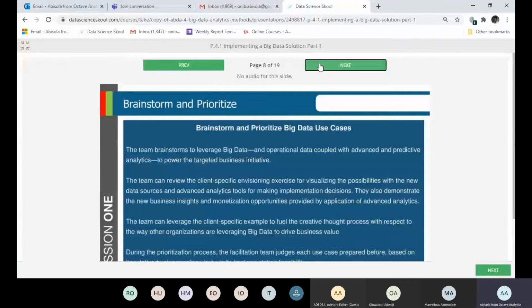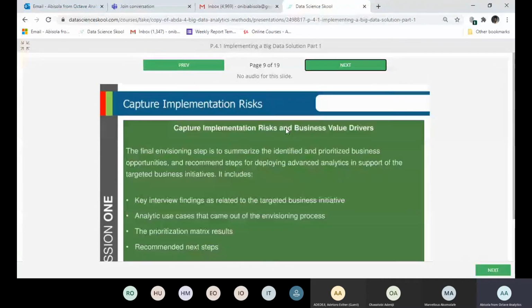And then the final step, like I said, is documentation. So documentation is you're capturing implementation risks. You're capturing business value drivers. You're capturing what you've been able to derive over time from all of your brainstorming and all of your analyzing data and so on and so forth. You're conducting interviews and so on. You are documenting everything. And what are things you document?